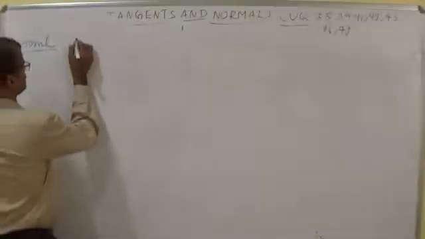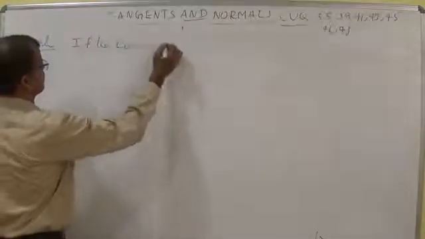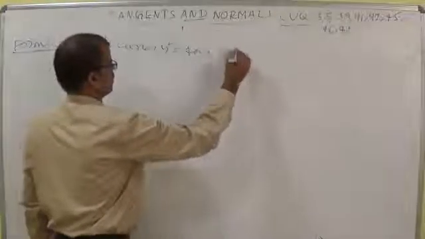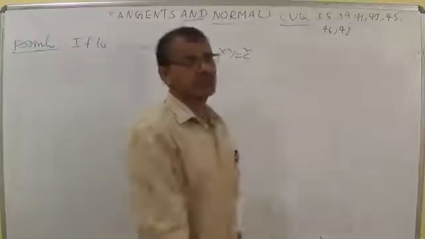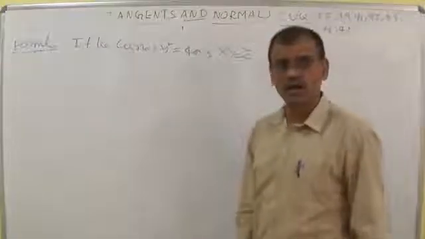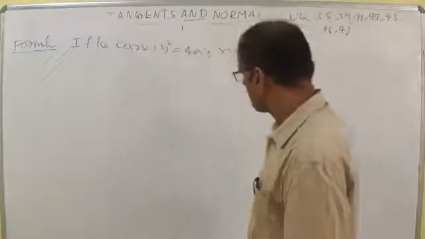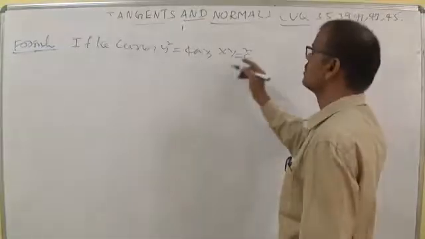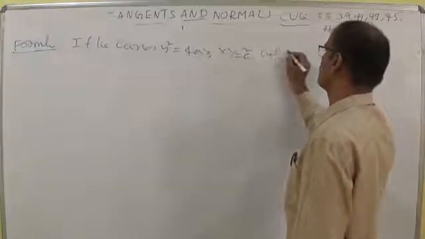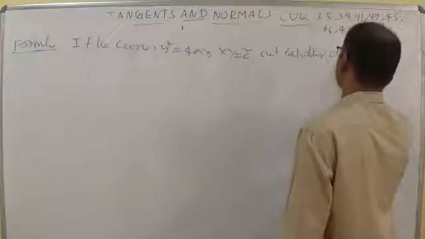This is an important formula. If the curves y square is equal to 4ax and xy equal to c square, where y square equal to 4ax is the general parabola and xy equal to c square is a rectangular hyperbola, where the coordinate axes are asymptotes. Yesterday we discussed and drew the diagram also. If the curves y square equal to 4ax and xy equal to c square cut each other orthogonally.